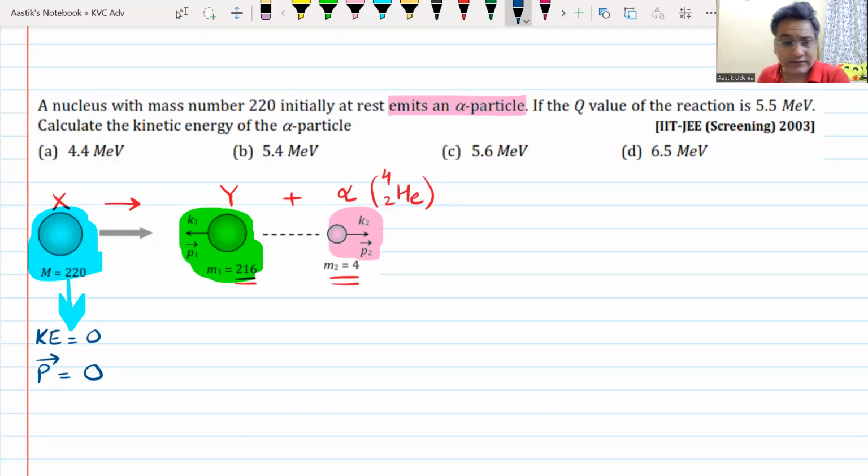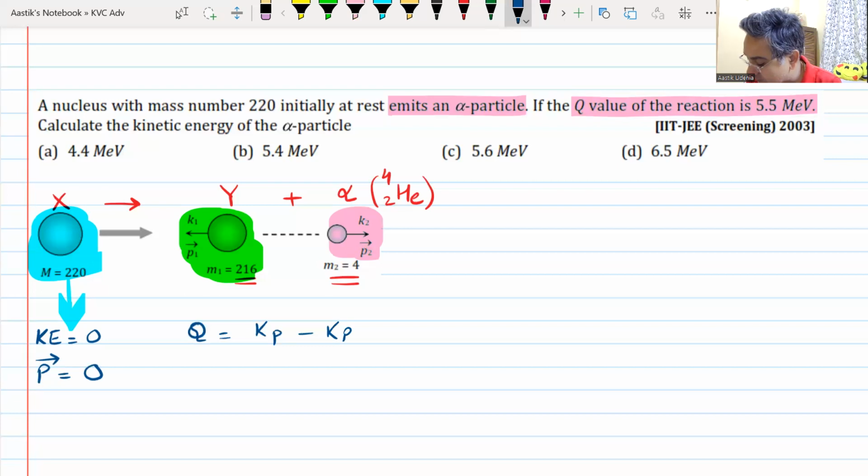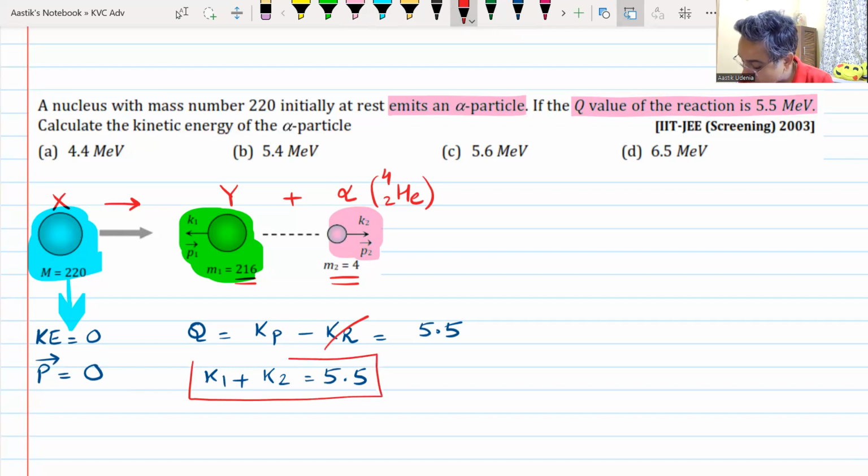Let me go ahead and solve this question for you. Now, it is given in the question that the Q value of this reaction is positive 5.5 mega electron volt. It's an exothermic reaction. It gives out energy. So let us start from that point. Q value of the reaction is the kinetic energy of the products minus kinetic energy of the reactants, and as you can see, the kinetic energy of the reactants is zero. So kinetic energy of the products will be equal to 5.5 mega electron volt. Kinetic energy of the products, here I can write it as K1 plus K2, that will be equal to 5.5. I hope all of you understand this, that K1 plus K2 will be coming as 5.5.